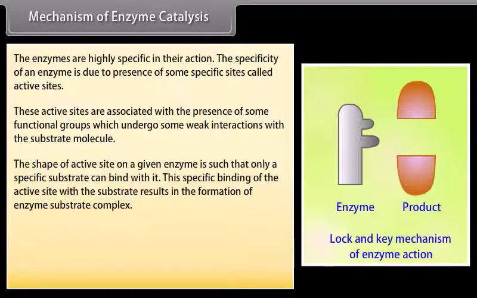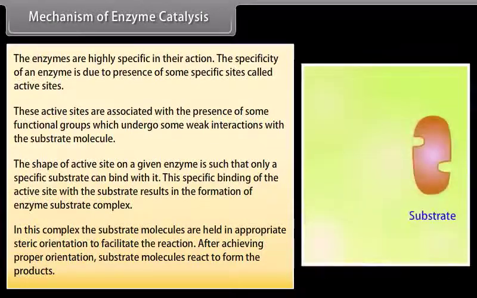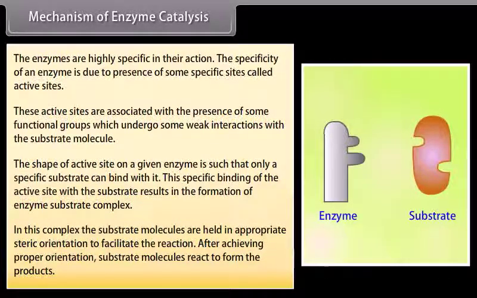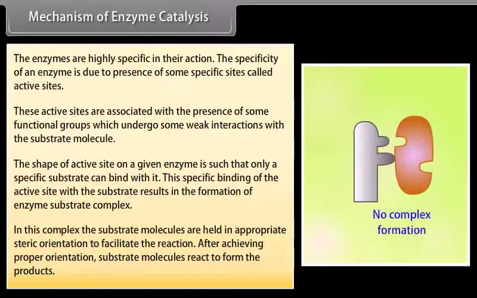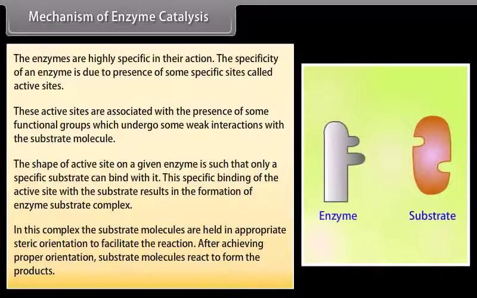This specific binding of the active site with the substrate results in the formation of an enzyme-substrate complex. In this complex, the substrate molecules are held in appropriate steric orientation to facilitate the reaction. After achieving proper orientation, substrate molecules react to form the products. As product molecules do not have affinity for the enzyme surface, they immediately leave the surface so that fresh substrate molecules bind with the active site.